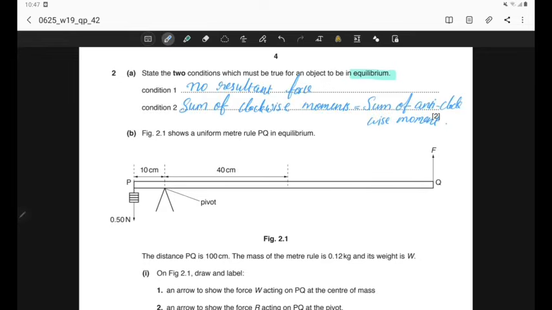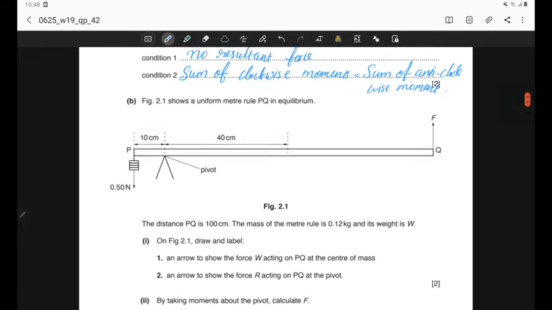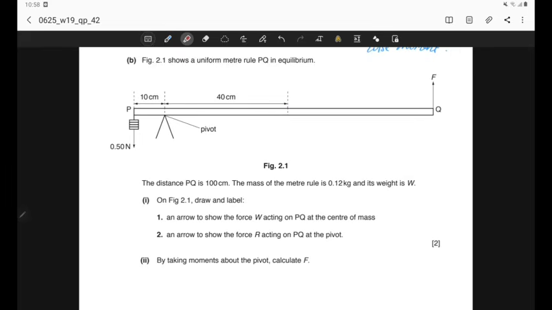So the second point is about moment, that is the sum of clockwise moment should be equal to the sum of anti-clockwise moment. Instead of that, you can even write there should be no resultant moment or resultant torque or any point with similar meaning. Going to part B, figure 2.1 shows a uniform meter rule in equilibrium. The distance PQ is 100 centimeter. The mass of the meter rule is 0.12 kilogram and its weight is W.